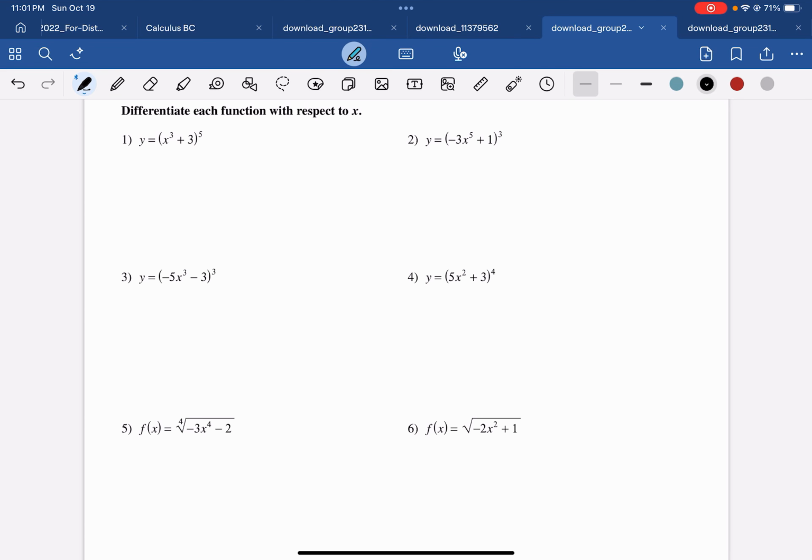Alright guys, so today we're gonna talk about something related to the derivative and the famous law named chain rule. So let's talk about some questions. The first one, y equals (x cubed plus 3) raised to the power of 5.